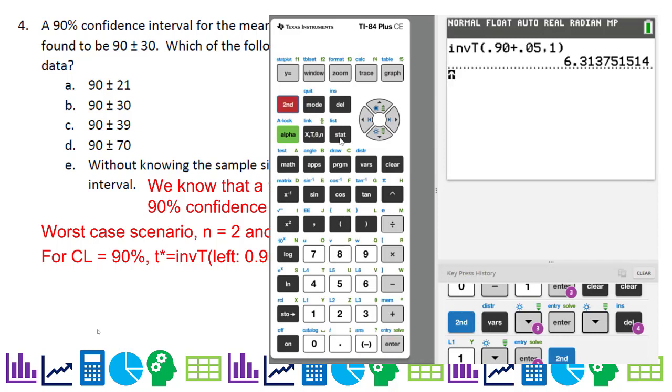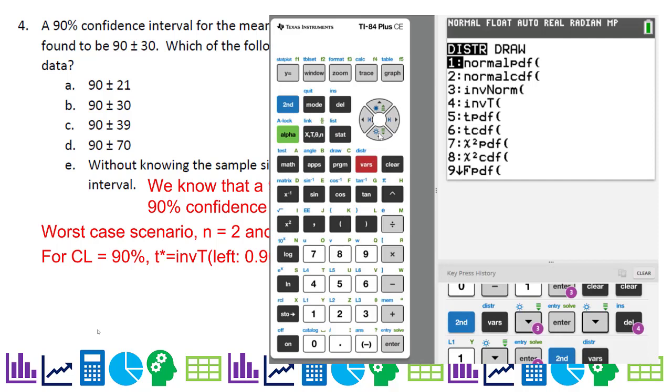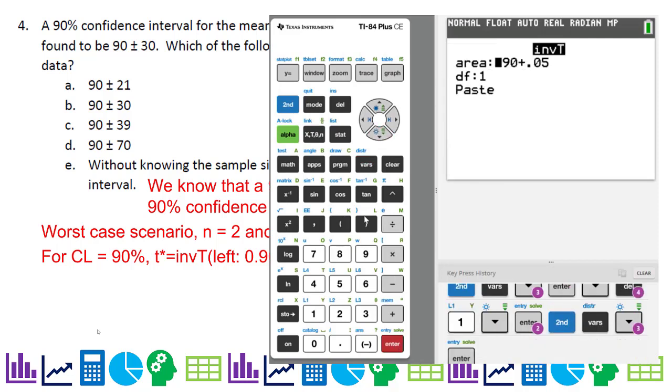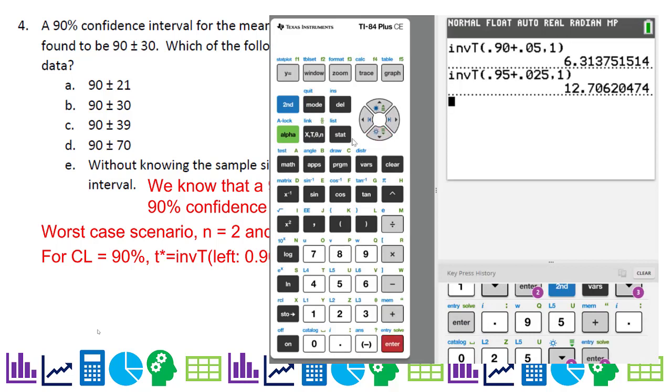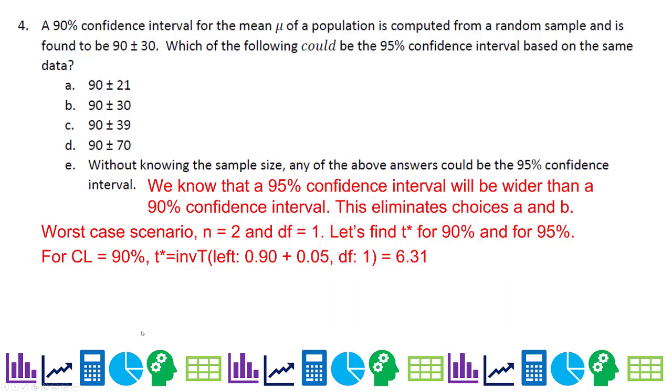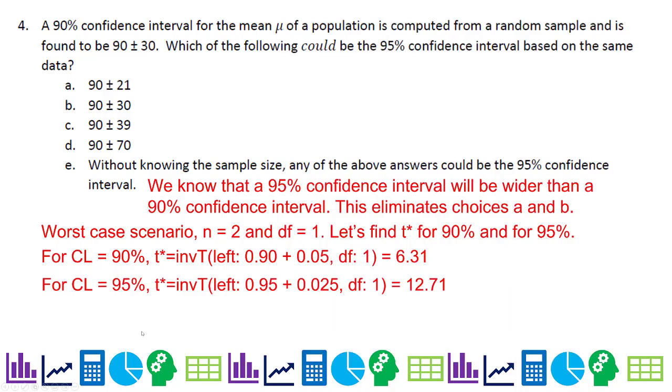So let's go ahead, second distribution, inverse t. Now we have 95% in the center, and I want to add half of the leftover. The leftover is 0.05, and half of that is 0.025. We're still keeping the same degrees of freedom, and we calculate and we get a critical value of 12.71. So here are our two values, 6.31 and 12.71.